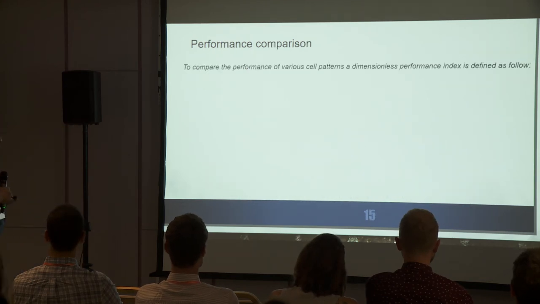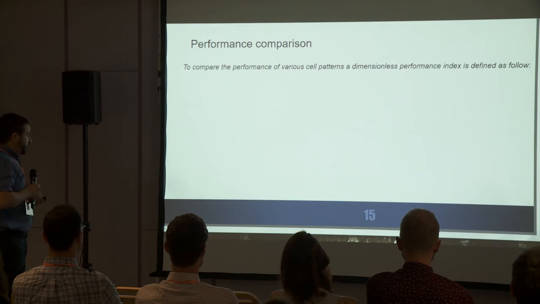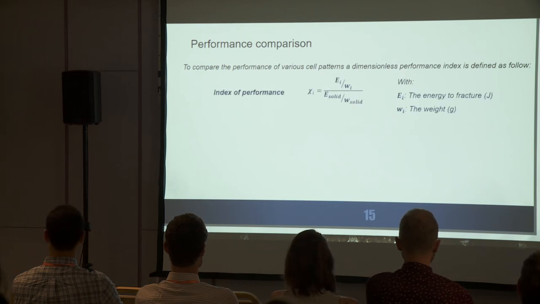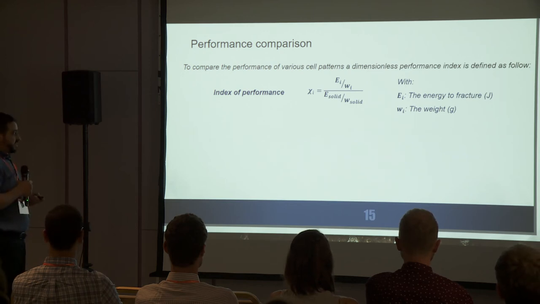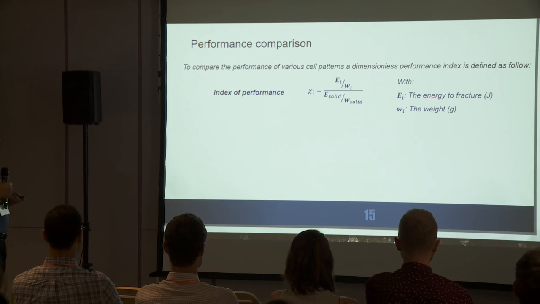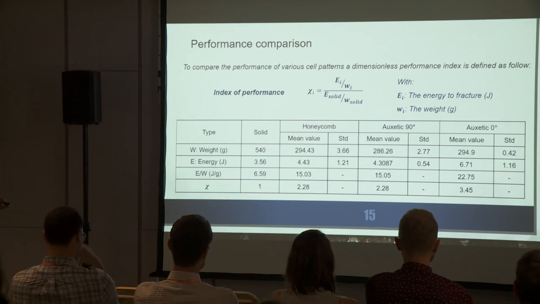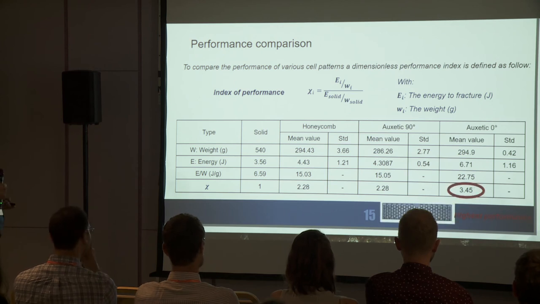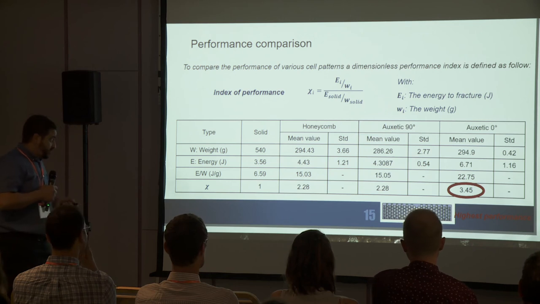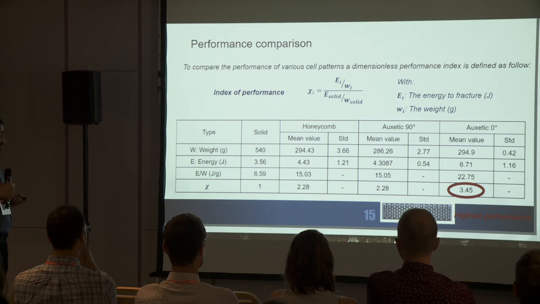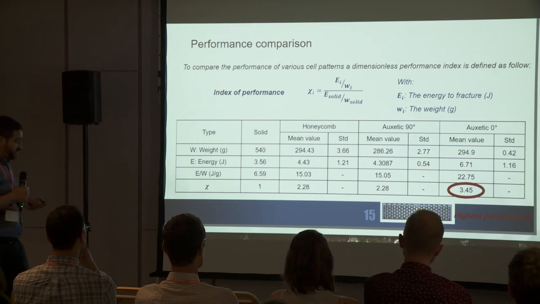Also, we need to take into account the weight of the materials. So we propose a dimensionless performance index, which takes into account the weight of the samples, and we take the solid index as reference. So solid is one, and we compare it to the honeycomb, the auxetic at 90 degree and the auxetic at 0 degree. We see that the auxetic at 0 degree has the highest performance compared to the 90 degree and honeycomb.